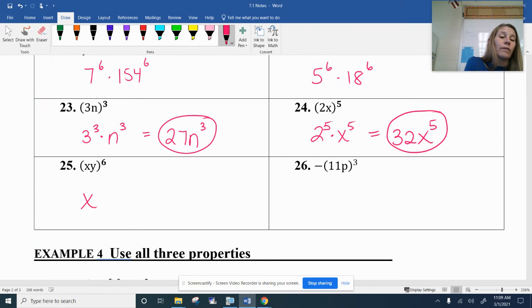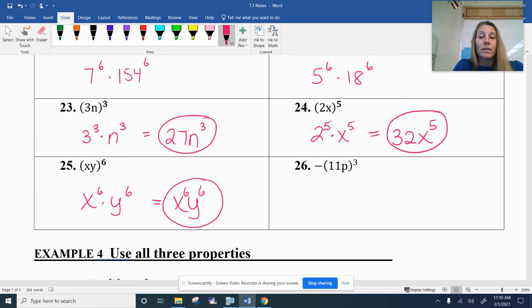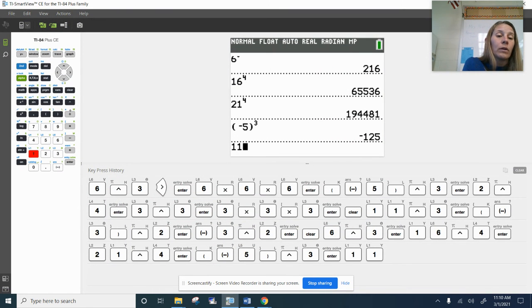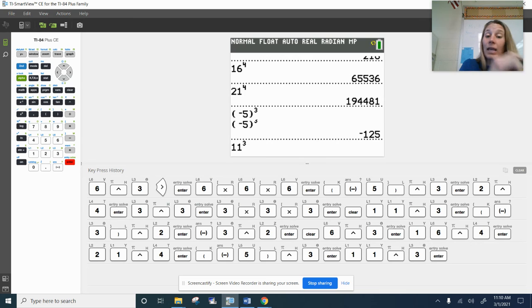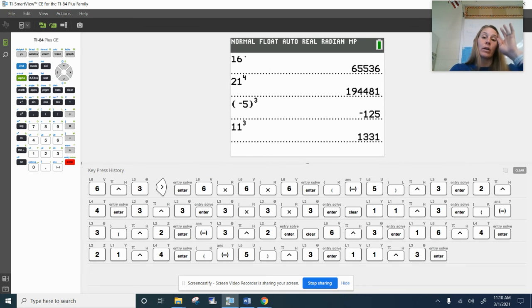Number 25, you have x to the sixth times y to the sixth, which of course cannot be worked out on a calculator. So your answer is just x to the sixth, y to the sixth. And then number 26, we have one of those ones with the -1 on the outside. So it's going to be -1 times 11 to the third times p to the third. Now 11 to the third, if I go to my calculator, 11 to the third. Now be careful, it's not -11 to the third. That negative is a separate number. So it's 1331.